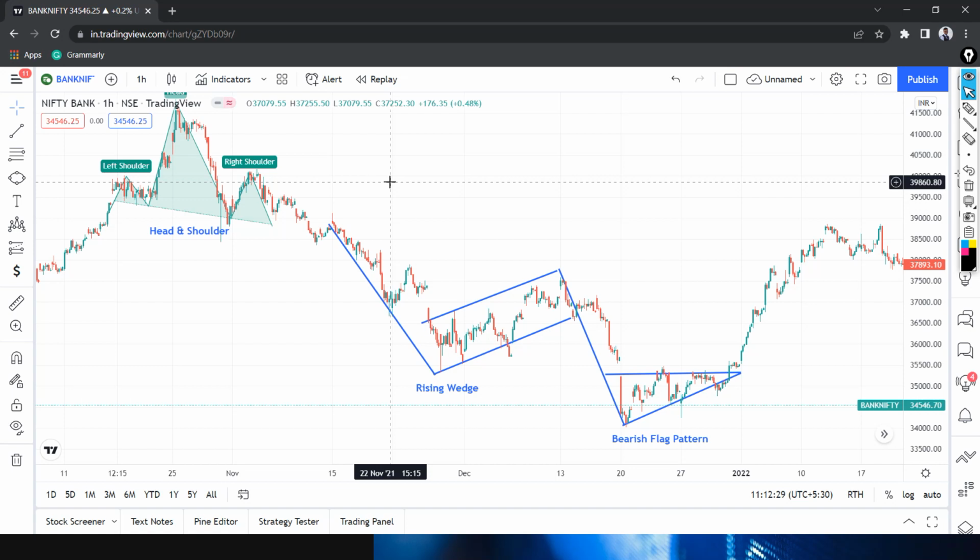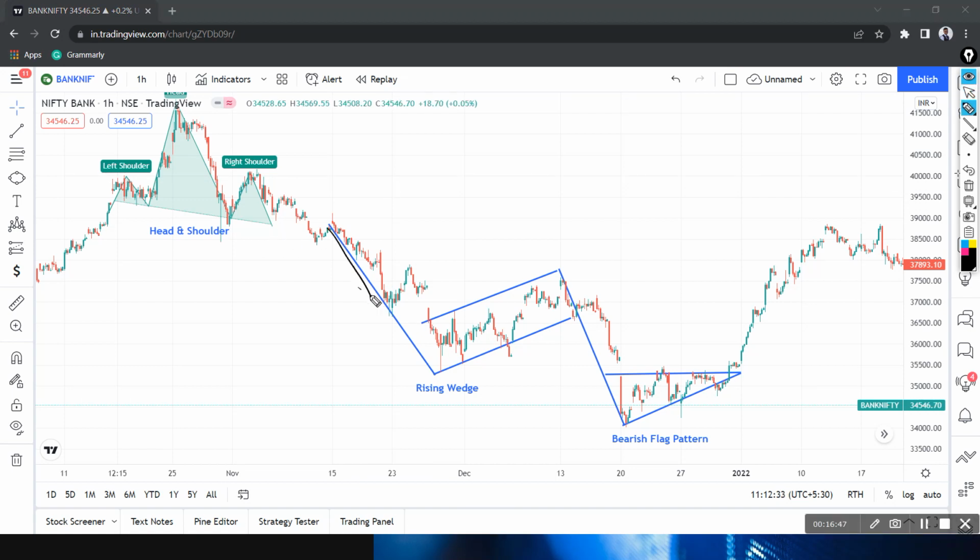Moving next, we have the rising wedge. You can see it in a downtrend, and then it has moved up and then it is going down. It has seen a sharp fall. Where will you place your trade? Here you will be selling again.